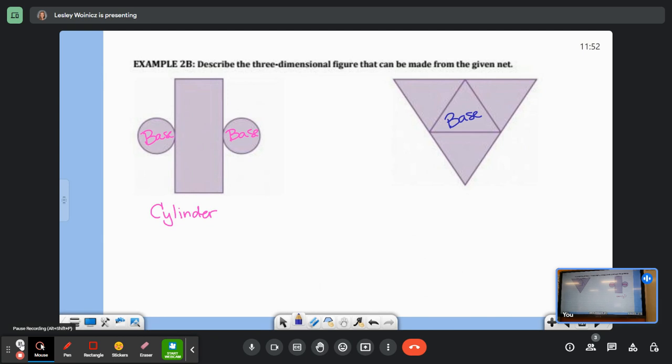Okay, so I've got my base. I fold up my sides. Do they make another base, or do they go to a point? A point. So is it a prism or a pyramid? Triangular pyramid. Triangular pyramid. Good.